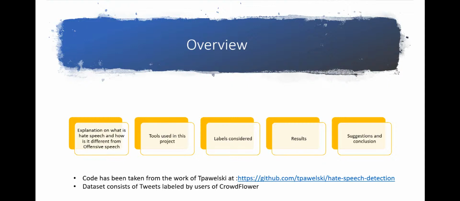The code has been taken from the work of Ed Pawelski from the GitHub link given here, and there were a few changes made and a few different tweaks done to get slightly better results, but almost the same. And the dataset consists of tweets labeled by the users of Crowdflower.